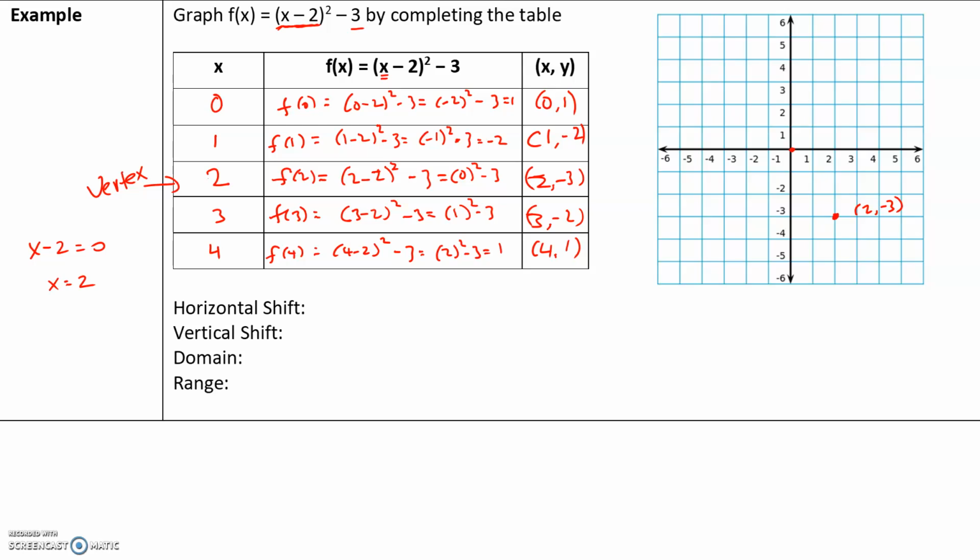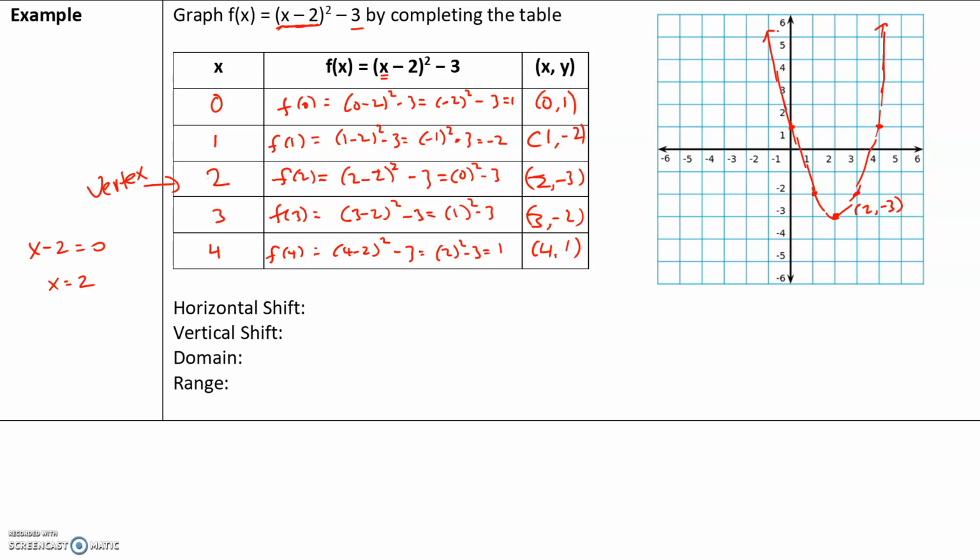If I graph these, I have (0, 1). I have (1, -2). I have (2, -3). That's my vertex. Let me get rid of this point, the (0, 0). Then I have (3, -2), and then I have (4, 1). So my graph is going to look like this.